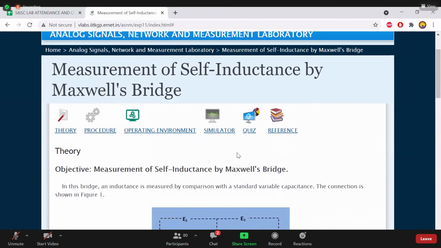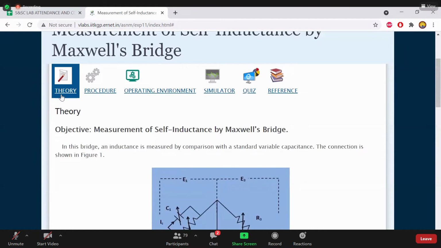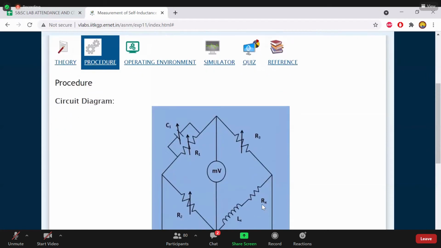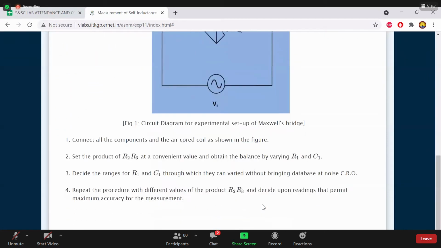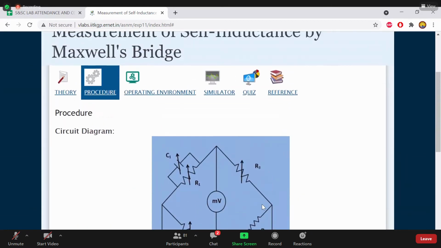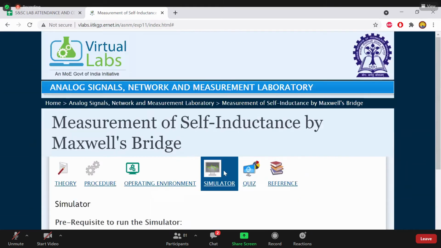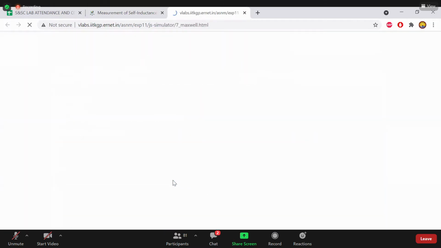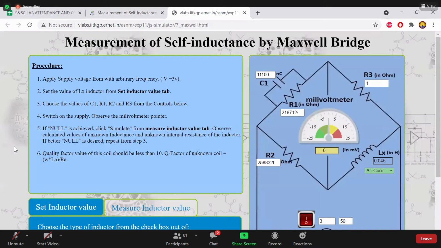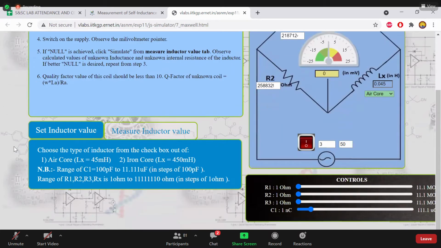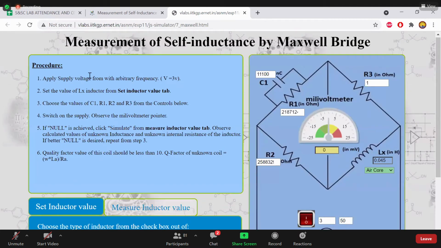After completion of theory, go to the procedure. All of you click on the procedure. You will be directed to the procedure page, and here we have the procedure, and the procedure we will get on the simulation page also. So you can go to the simulator. Again, you have to click on the link for the simulation page. You will be directed to the simulation page, and here we have the procedure, and here we have the circuit.